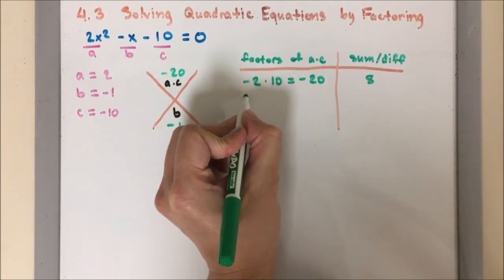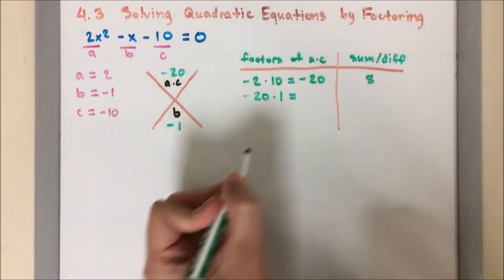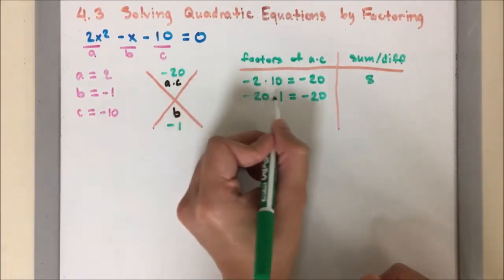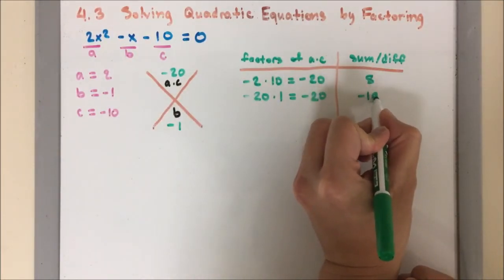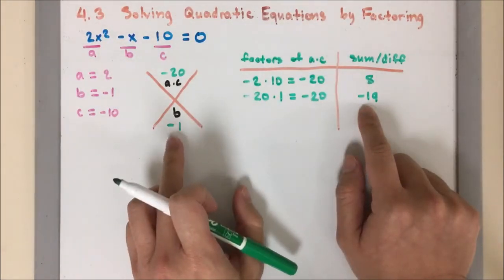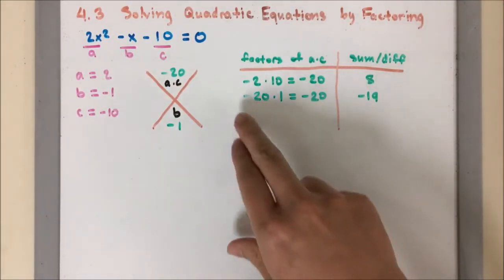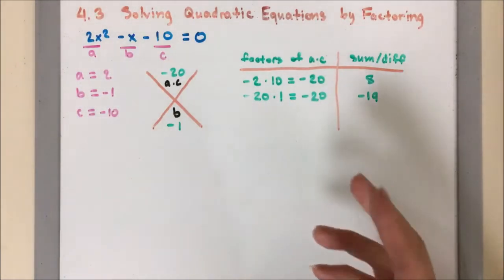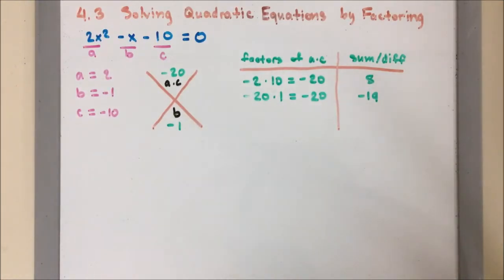Say I do negative 20 times positive 1. When you multiply, that will give you negative 20. But if I combine negative 20 with a positive 1, then my sum and difference is negative 19. Now I'm really far off from my B value, so I can't use negative 20 with positive 1. In addition, even if I switch the negative sign to the other factor, I'm still going to have the sum and difference that is not very close to my B value.